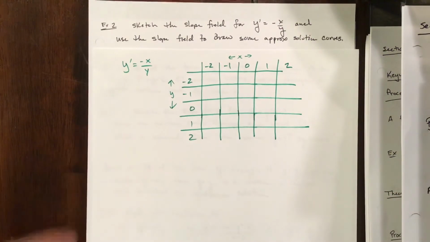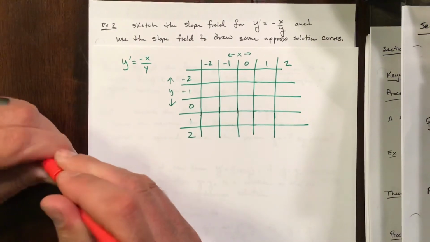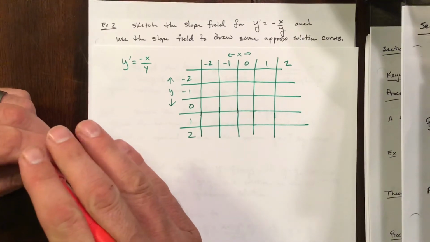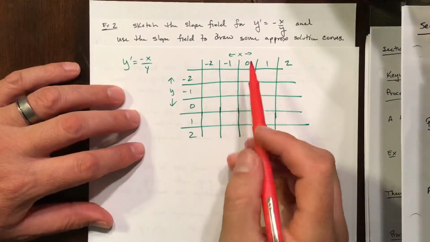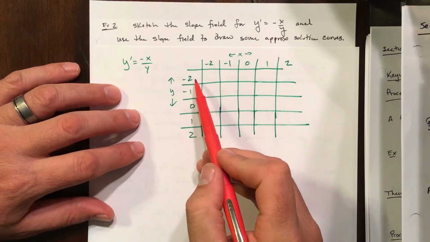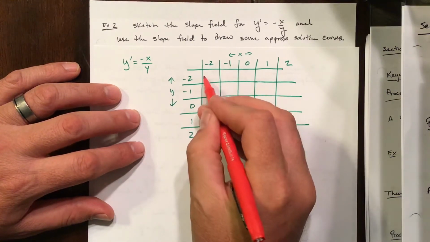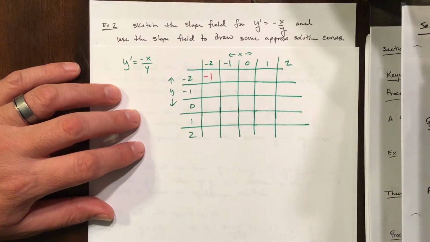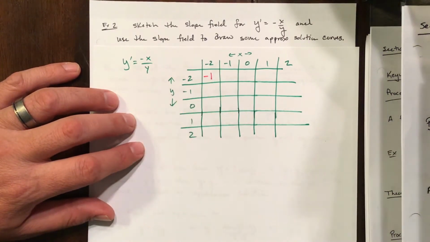Okay, so the green color is representing a particular location on the curve. The red color is representing an actual slope, the y prime value. So if x is -2 and y is -2, then we have -2 over -2. So the slope is -1. Again, I'm just plugging x and y into this differential equation.